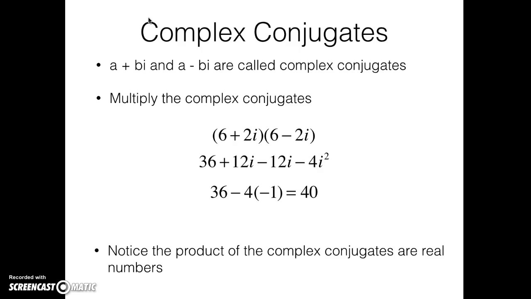Notice that the product of complex conjugates are real numbers. All of the i's canceled out. The i squared turned into negative 1, and then the two i terms were opposites of each other, so they canceled out. They will always be opposites of each other when you're using complex conjugates. So if you're multiplying those together, you should not end up with an imaginary number in your final answer. It should only be real numbers.